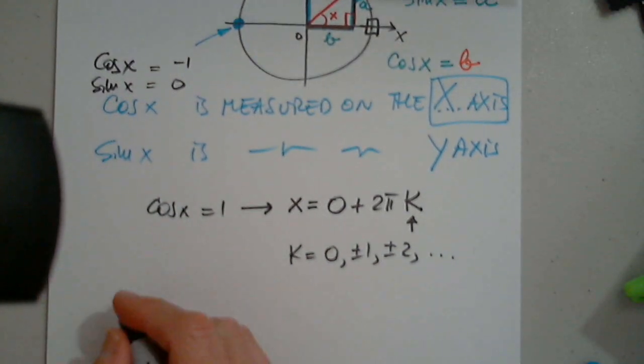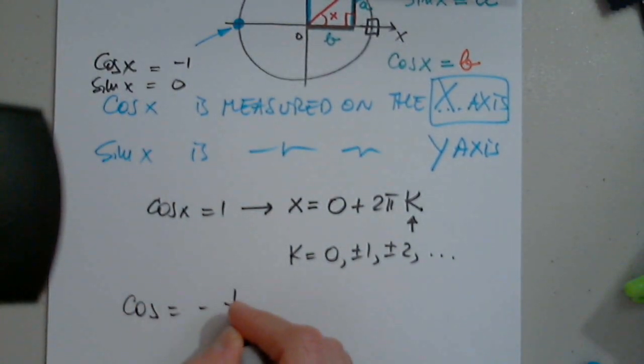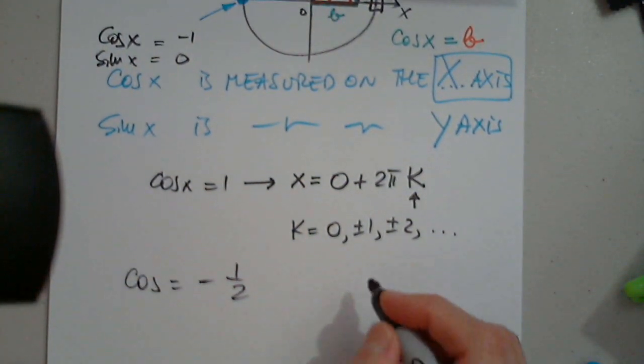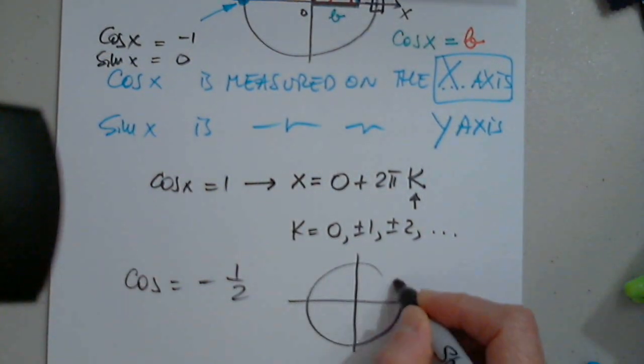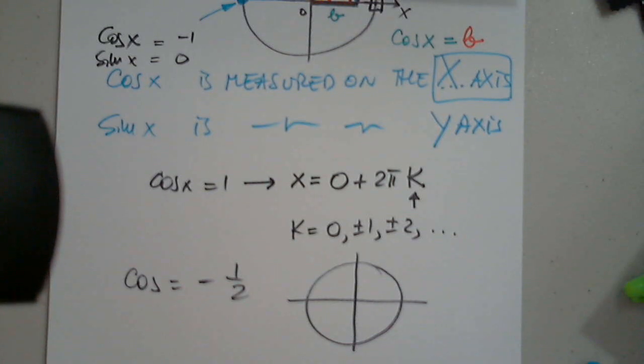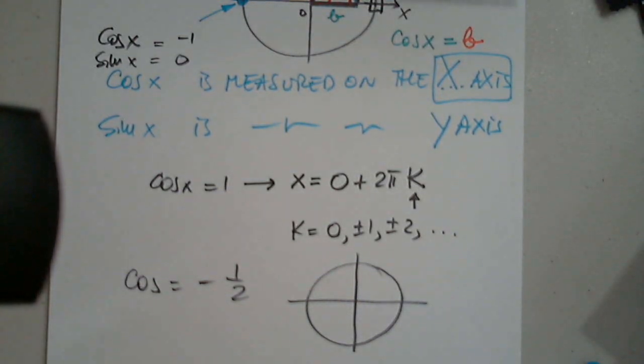Okay, finally, we have cosine equals -1/2. Back to the unit circle. Again, where do we measure cosine? On the x-axis. Good. So where will cosine be -1/2?